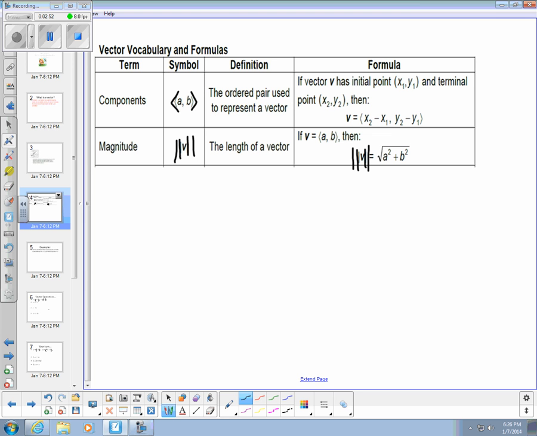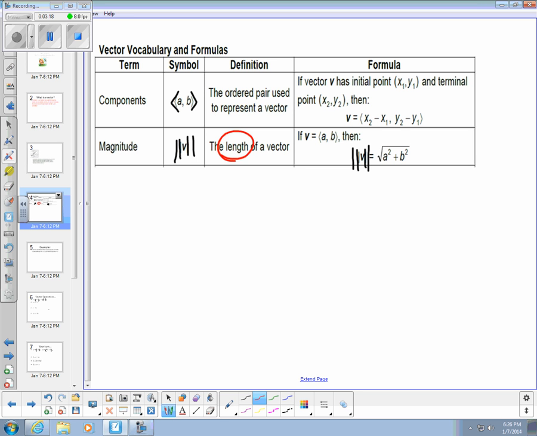Magnitude is just another word for length. It's another way to say length or distance. Magnitude is usually denoted by what looks like a double absolute value sign around the vector. And the formula is like using the distance formula, but one of your points would be (0, 0). So the formula is the square root of your first component squared plus your second component squared.